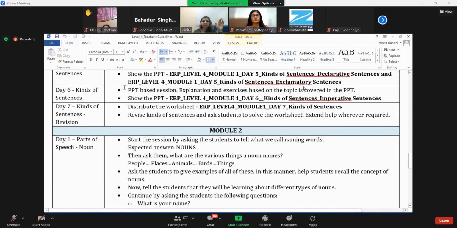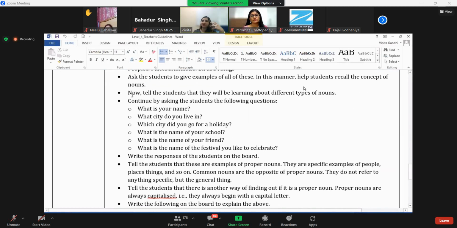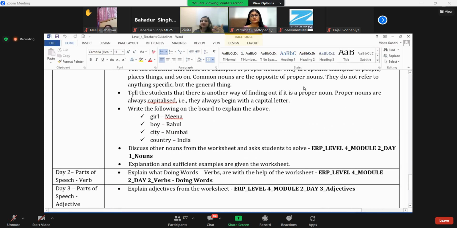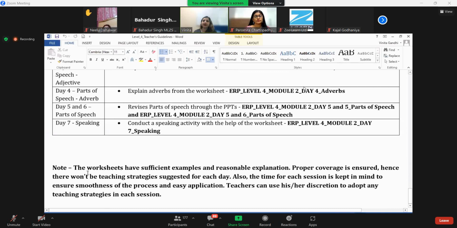Then you can see my parts of speech. There is an activity which has been aligned for my parts of speech in my module 2, day 1. You start the session by asking students to tell you what we call naming words. Probing questions are listed over there, and how to go about it. Everything is enlisted over there. What exactly is to be done after that has been mentioned, whether it is the PPT or the worksheet that has to be distributed to the class. And of course, there is a disclaimer note which mentions that sufficient examples and reasonable explanation is given in the worksheet, and it has been appropriately covered for the teacher's easy delivery in the class. So need not worry about that for sure.